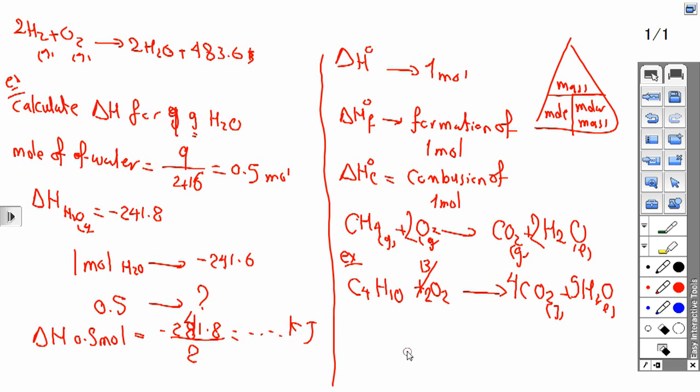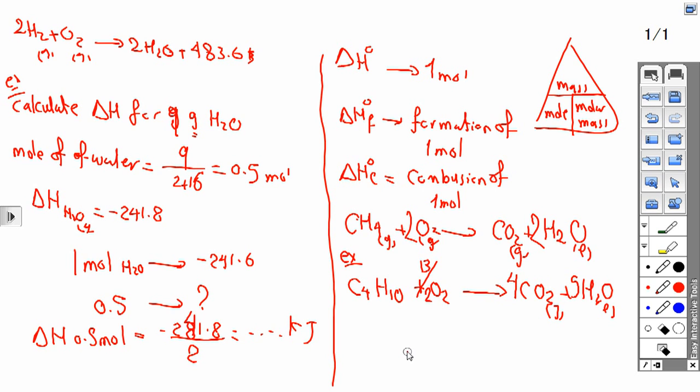Okay? So for delta H, we have H of formation, H of combustion, and H of solution. Enthalpy of solution, enthalpy of combustion, enthalpy of formation. You took in chapter 13 the enthalpy of solution, the 3 steps of dissolving, if you remember. Now in this section, we'll talk about the enthalpy of formation and enthalpy of combustion.